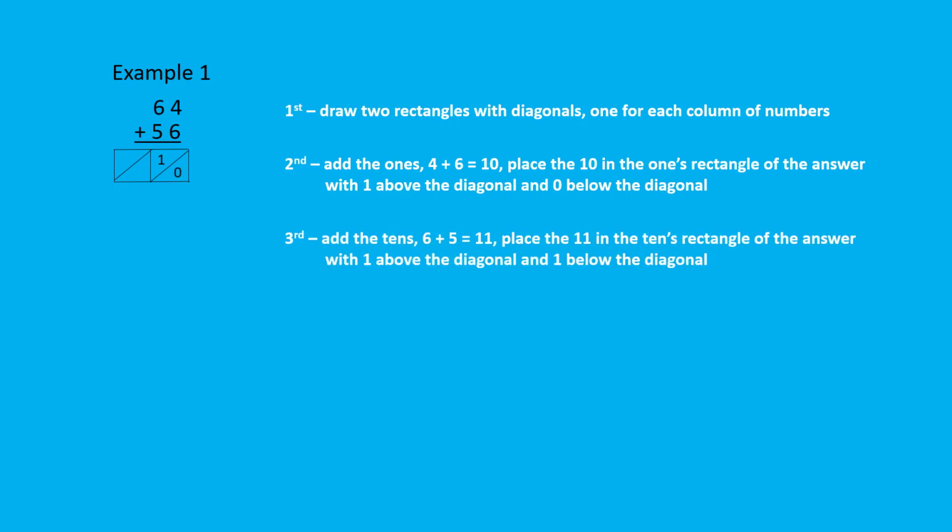Third, add the tens. 6 plus 5 equals 11. Place the 11 in the tens rectangle of the answer with 1 above the diagonal and 1 below the diagonal. Add the diagonals to find your answer. Your answer is 120.